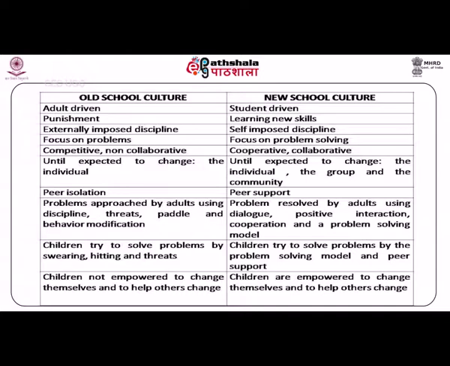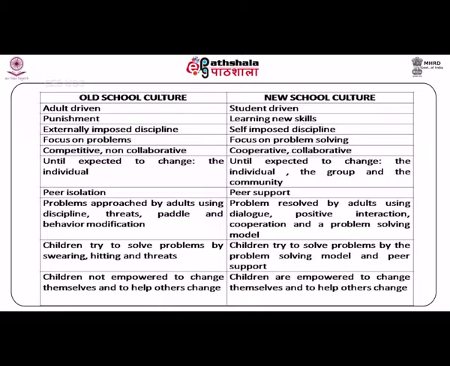The other characteristics of the old school culture are that it is punishment driven, it has externally imposed discipline, it focuses on problems, it is competitive and non-collaborative until expected to change the individual, and it involves peer isolation. Problems are approached by adults using discipline, threats, paddle and behavior modification. Children try to solve problems by swearing, hitting and threats.